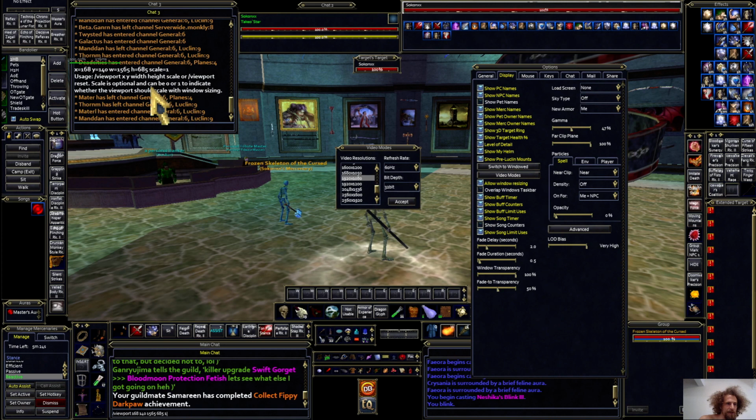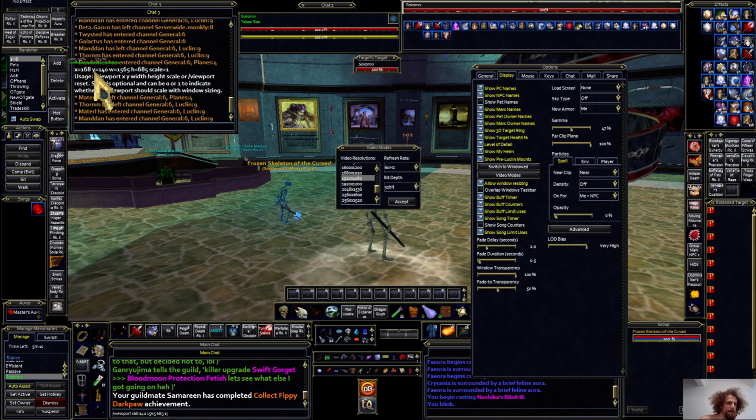But it basically tells you right here the usage: slash viewport X, the number for X, the number for Y, the width, the height, the scale. So you would type in that command that I have in my bottom main chat window, and you can play around with that for whatever your resolution is.